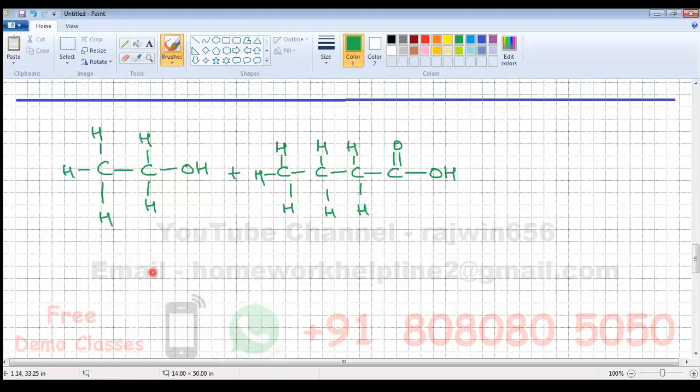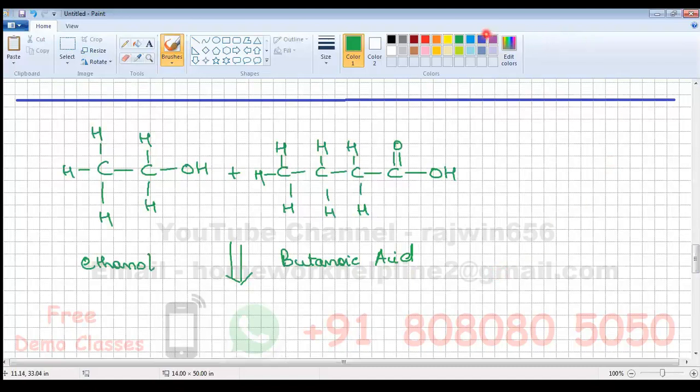The first part over here is alcohol. Give me the name of the alcohol. This is ethanol. Yeah, ethanol, and this is butanoic acid. Correct. There are 4 carbon atoms. The conditions for the reaction will be the same. Concentrated H2SO4 which will be acting as a dehydrating agent.